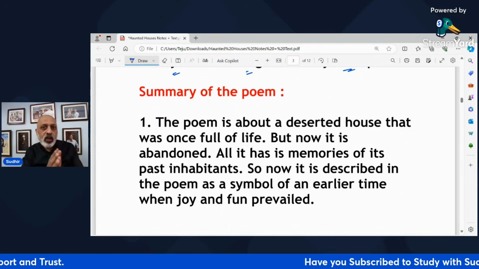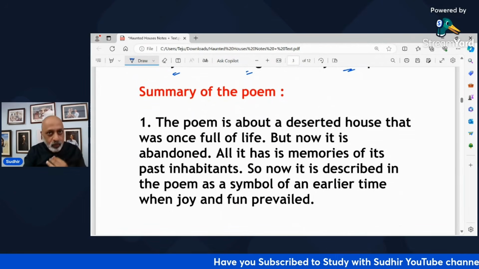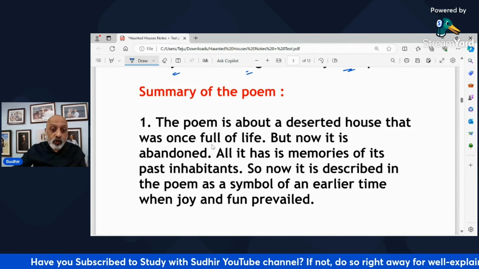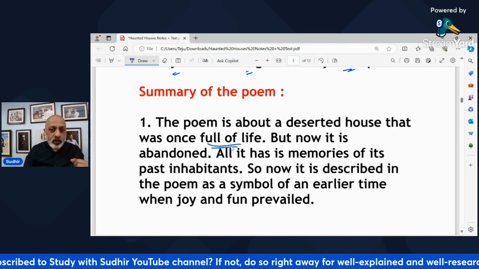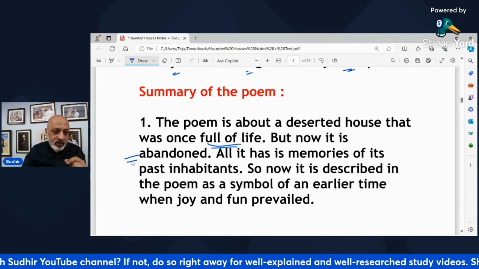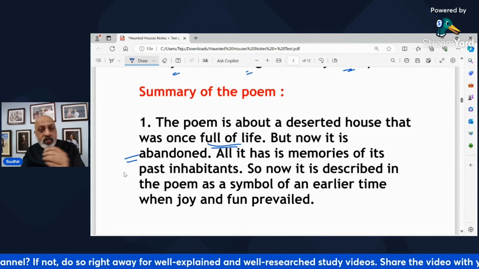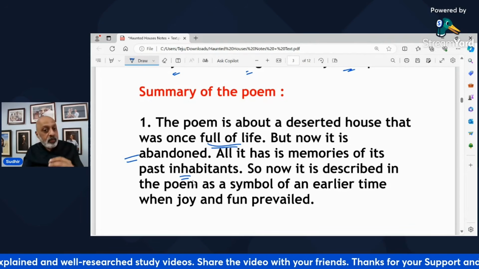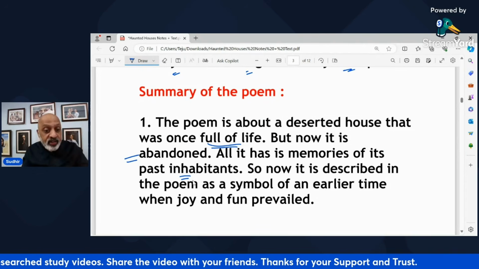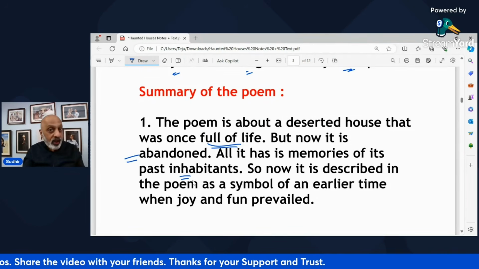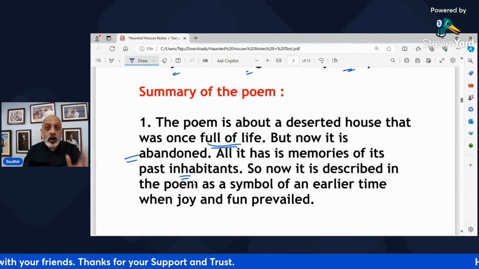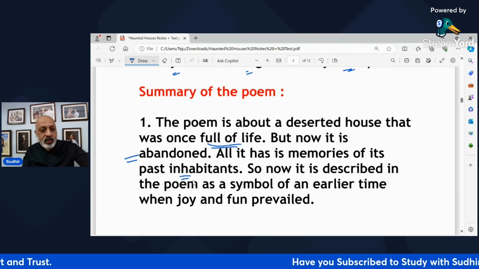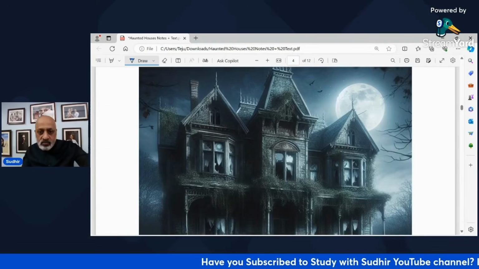Now, let's go through the summary of the poem. What happens in the poem? It's about a deserted house that was once full of life. Once full of life means there were a lot of human beings there, but now it is abandoned. All it has is memories of the people who lived there, the past inhabitants. The house is described in the poem as a symbol of an earlier time when there was a lot of joy and fun. Now it is a haunted house, haunted by the ghosts, who are the past inhabitants of the same house.